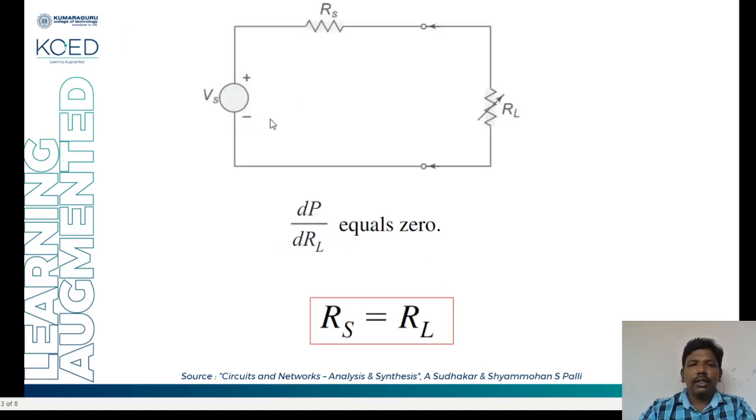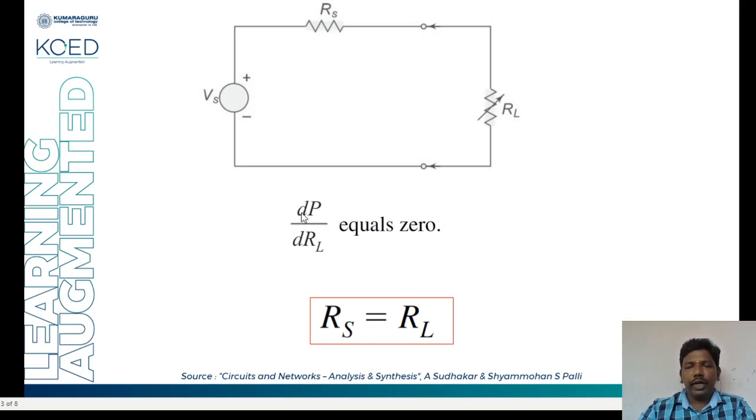Suppose consider this network, you have a voltage source and a resistance in series with it. So this represents an electrical circuit, and this is your load. This is your source resistance and this is your load resistance. Now when you find a mathematical equation for the power, you know that for maximization or minimization, the first derivative must be equated to 0.